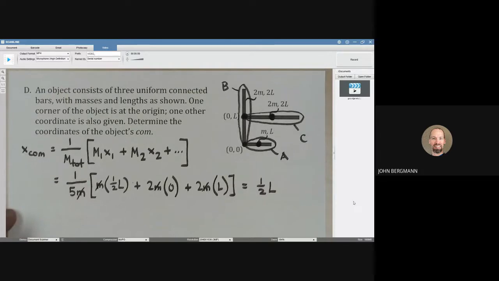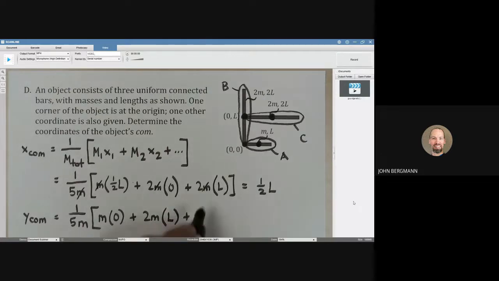Now let's do something similar for the y center of mass. We go 1 over the total mass, which is 1 over 5m. Portion A has a mass of m. What's the y coordinate of its center of mass? 0. Part B has a mass of 2m. What's the y coordinate of its center of mass? L. Check it out from the picture. Part C has a mass of 2m. What's the y coordinate of its center of mass? Also at a y coordinate of L. What happens here? I'm seeing 4/5 L.